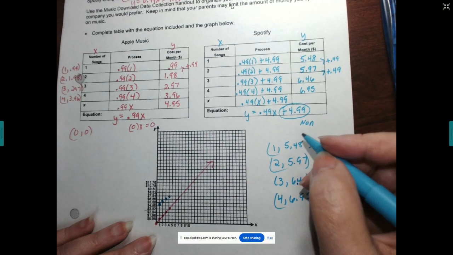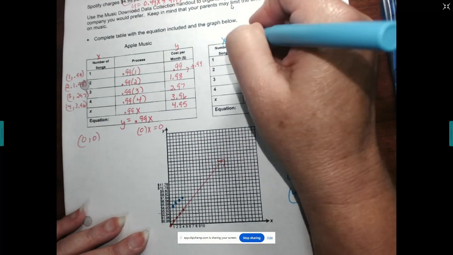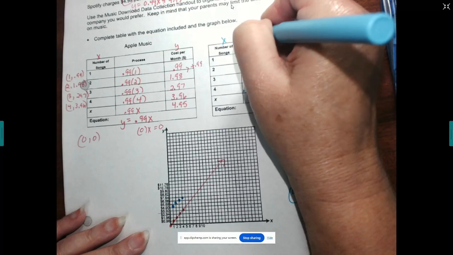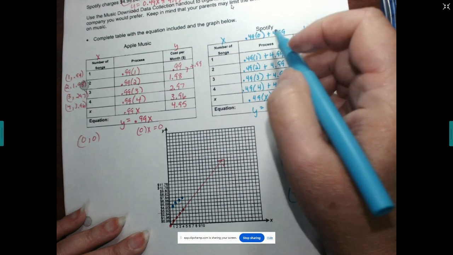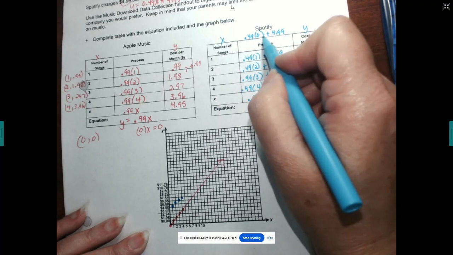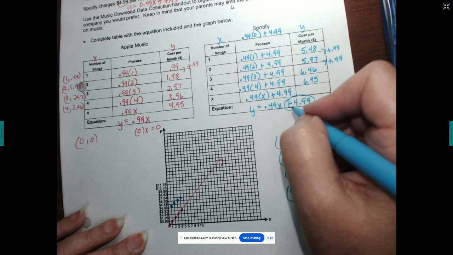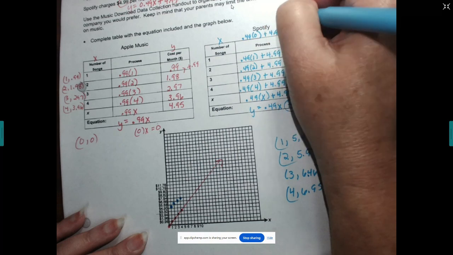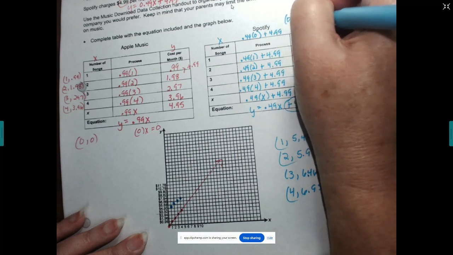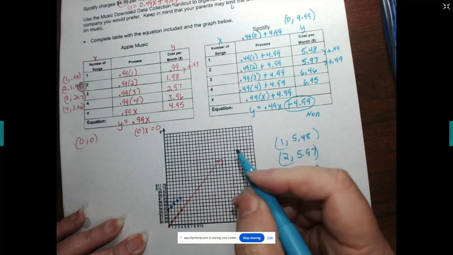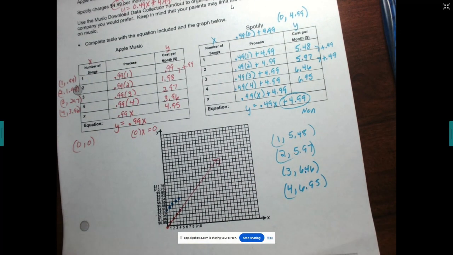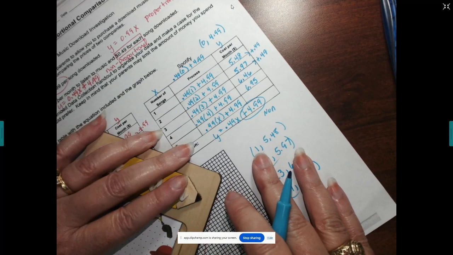and at 0, let's see what it would be at 0. 49 cents times 0 plus 4.99. That would be 49 cents times 0 is 0. It would be 0, 4.99. We are starting at 4.99, which would be right. I think I'm a little off on this one.